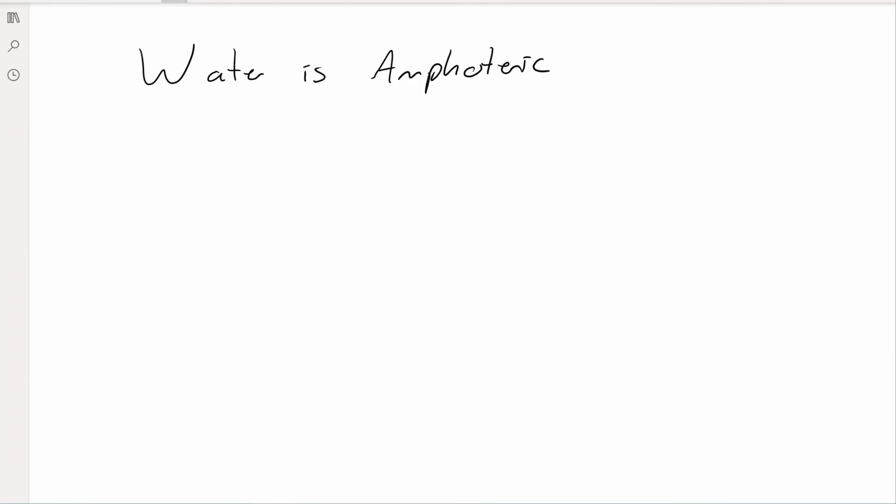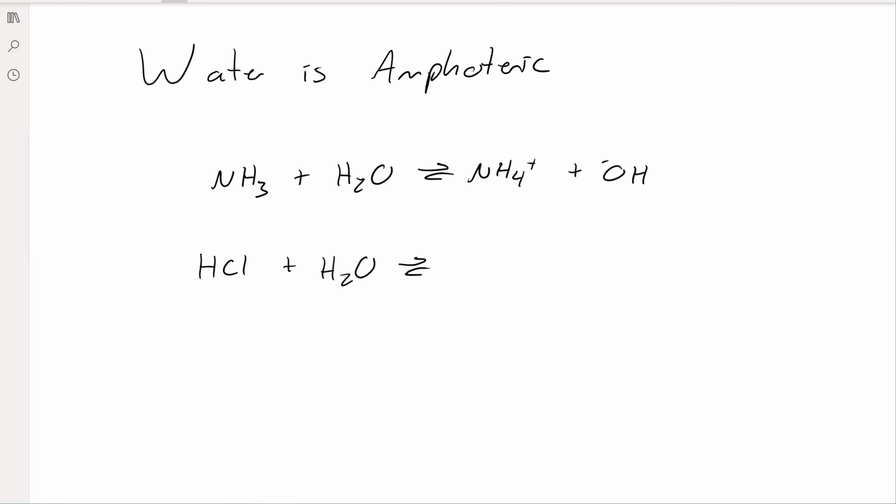All right, so our next topic states that water is amphoteric. What does that mean? Let's go ahead and take a look at some of the reactions that we previously looked at. So we looked at ammonia, NH3, reacting with water to form ammonium, NH4 plus, and hydroxide, OH minus. And then we looked at hydrochloric acid, HCl, reacting with water, H2O, to form H3O plus, that's hydronium, and a chloride ion. And then we labeled our acids and our bases, right?